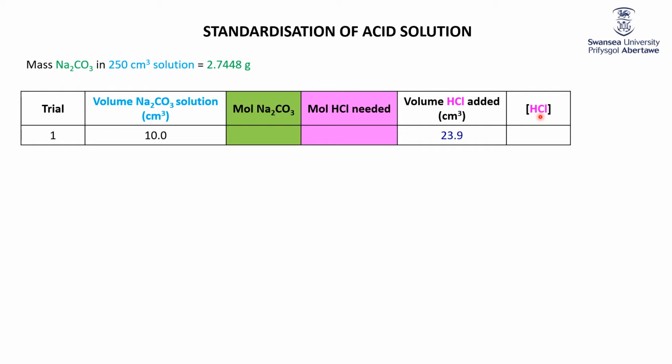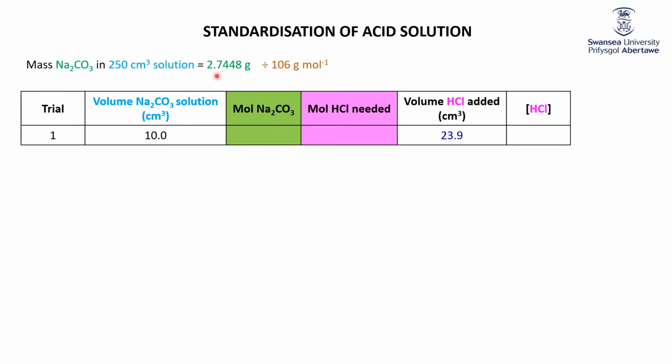Concentration is moles per cubic decimeter. I know the volume of HCl, so that's the cubic decimeter. I need the moles of HCl here in order to put into the concentration. Where did the moles come from? Well, those moles were reacted with the sodium carbonate, and so if I know the moles of sodium carbonate that I used, then I can figure out how many moles of HCl that was equivalent to. So let's do that, shall we?